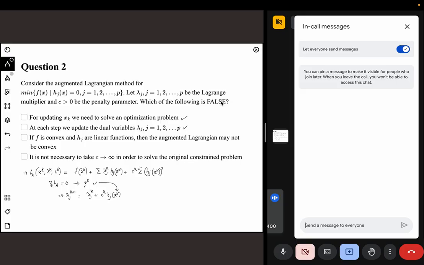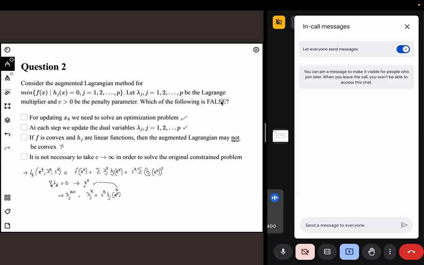If f is convex and hj are linear functions, so if this is convex and these are linear functions, the linear functions are also convex functions, then the augmented Lagrange may not be convex? But you know, the penalty that we are adding here is itself a convex function. It's just a quadratic function. So this is convex. When you add three convex functions, it's going to be convex. It will always be convex. So this is wrong. It is not necessary to take c tends to infinity in order to solve the original constraint problem.